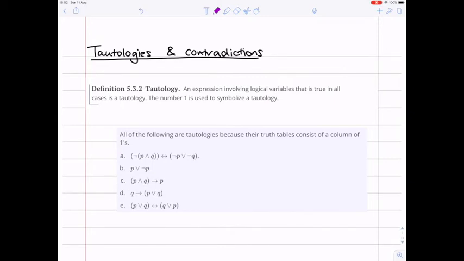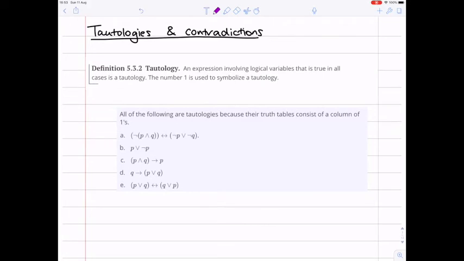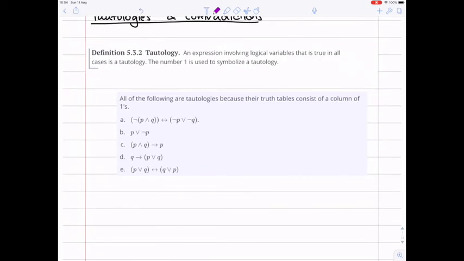So we have two cases that get special names. So tautologies in logic are a little bit different from the tautologies you learnt in English. A tautology is an expression involving logical variables that is always true. So these are things where if you draw up the truth table, then your final column is all ones. So let's pick one of these as an example, and you can work through the rest and check that they are.